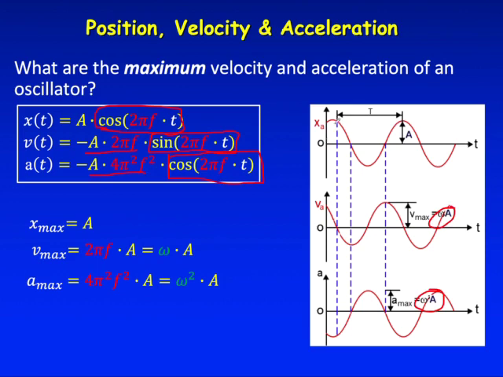Notice that these are out of phase with each other. When do you get the maximum velocities? It's when the positions are 0. Here I've got the maximum negative. Here I've got the maximum positive.